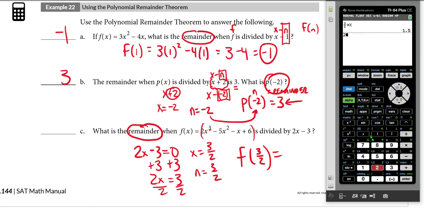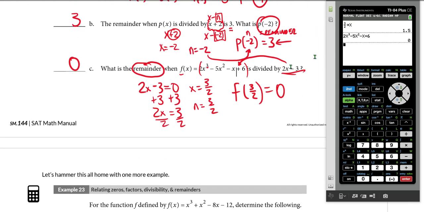Now I am going to do 2x cubed. I am going to subtract 5x squared and then minus x and then plus 6 and then enter. Look at that, 0. So the remainder when this function f is divided by 2x minus 3 is 0. And what that means, by the way, is that 2x minus 3 is a factor of this cubic function. Those are just 2 steps in the chain that we've been talking about.